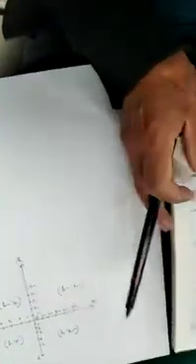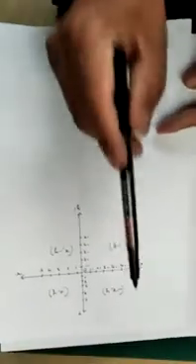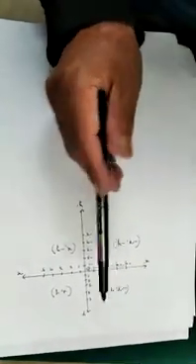Now let's see. The first one is (-2, 4). Here -2 is the coordinate of x and 4 is the coordinate of y. So (-2, 4) lies in the second quadrant. So you will write: the point (-2, 4) lies in the second quadrant because its x coordinate is negative. That means the x coordinate -2 is negative and the y coordinate 4 is positive.